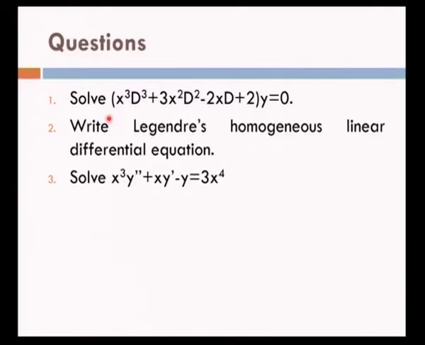After listening to this lecture, you can answer the following questions. Solve x cubed D cubed plus 3x squared D squared minus 2x D plus 2, into y, is equal to 0. Write Legendre's homogeneous linear differential equation. Then solve x cubed y double prime plus x y prime minus y is equal to 3x power 4. These questions can be answered.